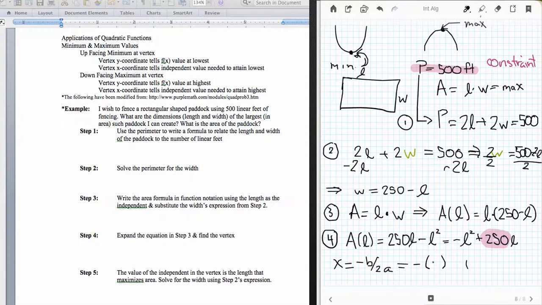So my b is 250, and that's divided by 2 times whatever my a value is, and my a value is this value right here. So my a is a negative 1. And now I'm going to simplify that. So I'll get a negative divided by a negative, which is going to give me a positive value. So we have 250 divided by 2, which is going to give me 125. So now I know what the x-coordinate is.